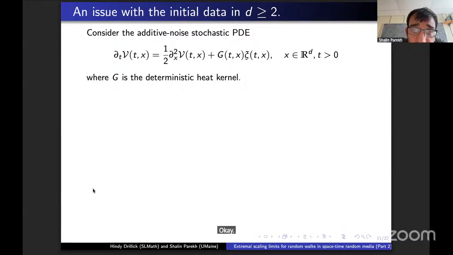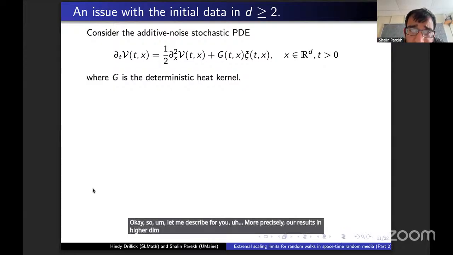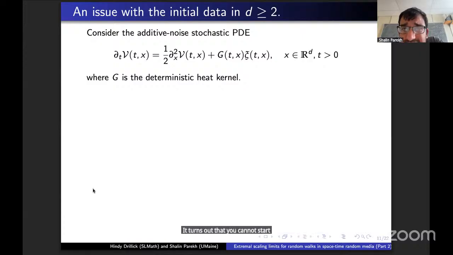Okay, so let me describe for you more precisely our results in higher dimensions. In higher dimensions, it turns out that you cannot start from a Dirac mass at the origin, meaning your random walkers are not all allowed to just start from the same point. And the reason for that becomes clear at the level of the stochastic PDE limits.